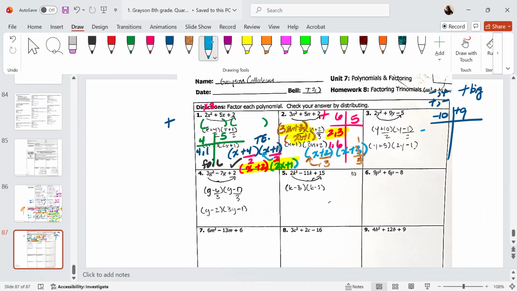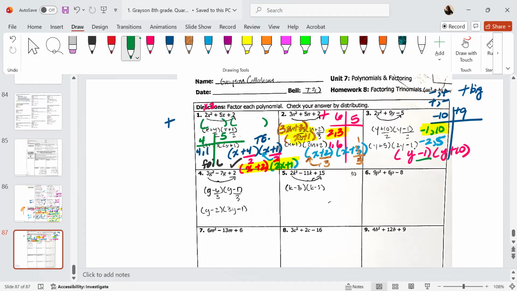So I could do a negative 1 and 10. 10 is a bigger number, it's positive, right? Could do a negative 2 and 5. 5 is a bigger number and it's positive, right? And that is it. The only one that works is this one right here. So then my temporary answer is y minus 1, y plus 10.